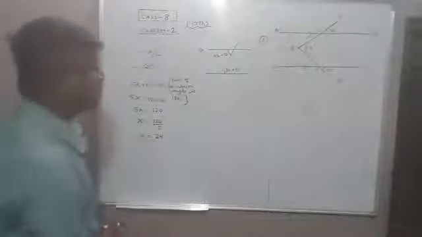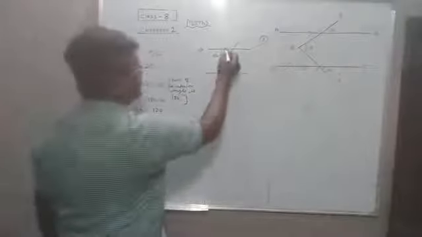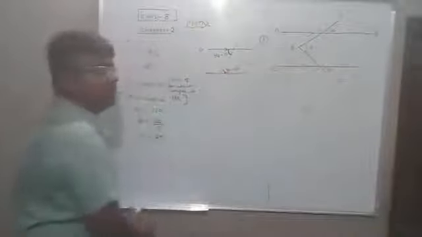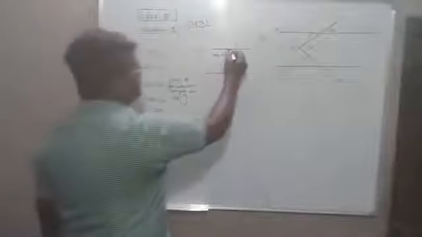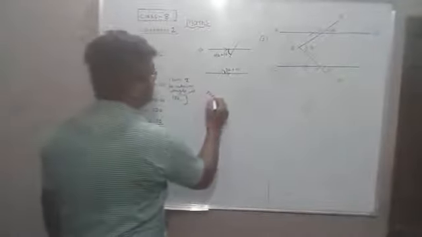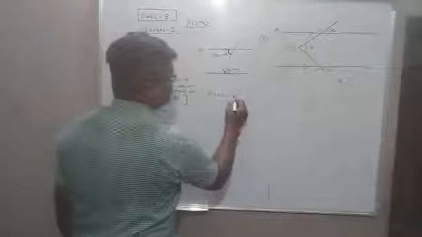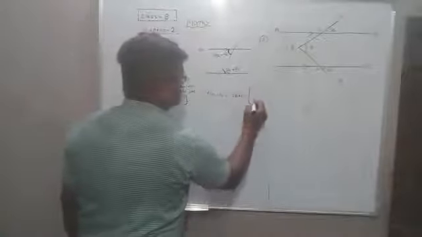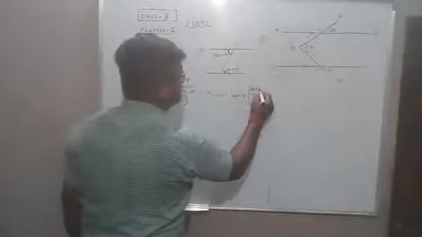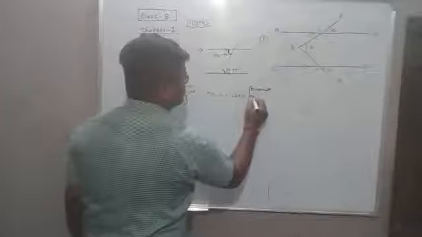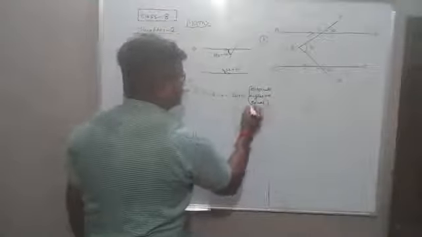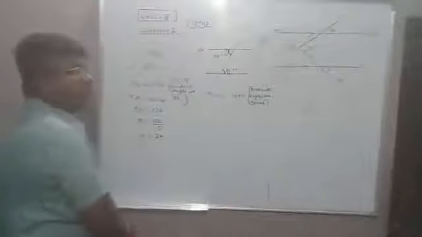Similarly, in our next question, suppose these two lines are parallel lines. What relation do these two angles have? We know that these two angles are alternate angles, and alternate angles are equal. So 4a minus 10 must be equal to 3a plus 10. Here we need to find the value of a.